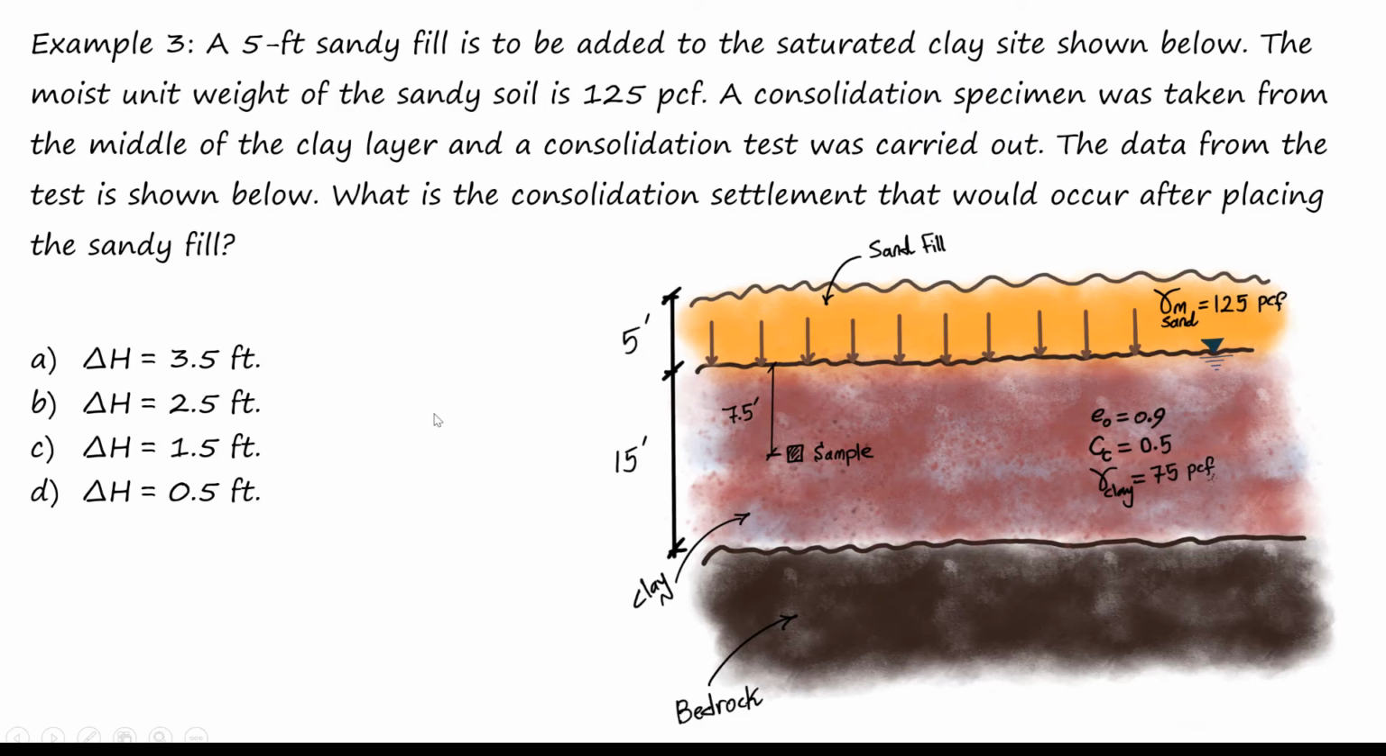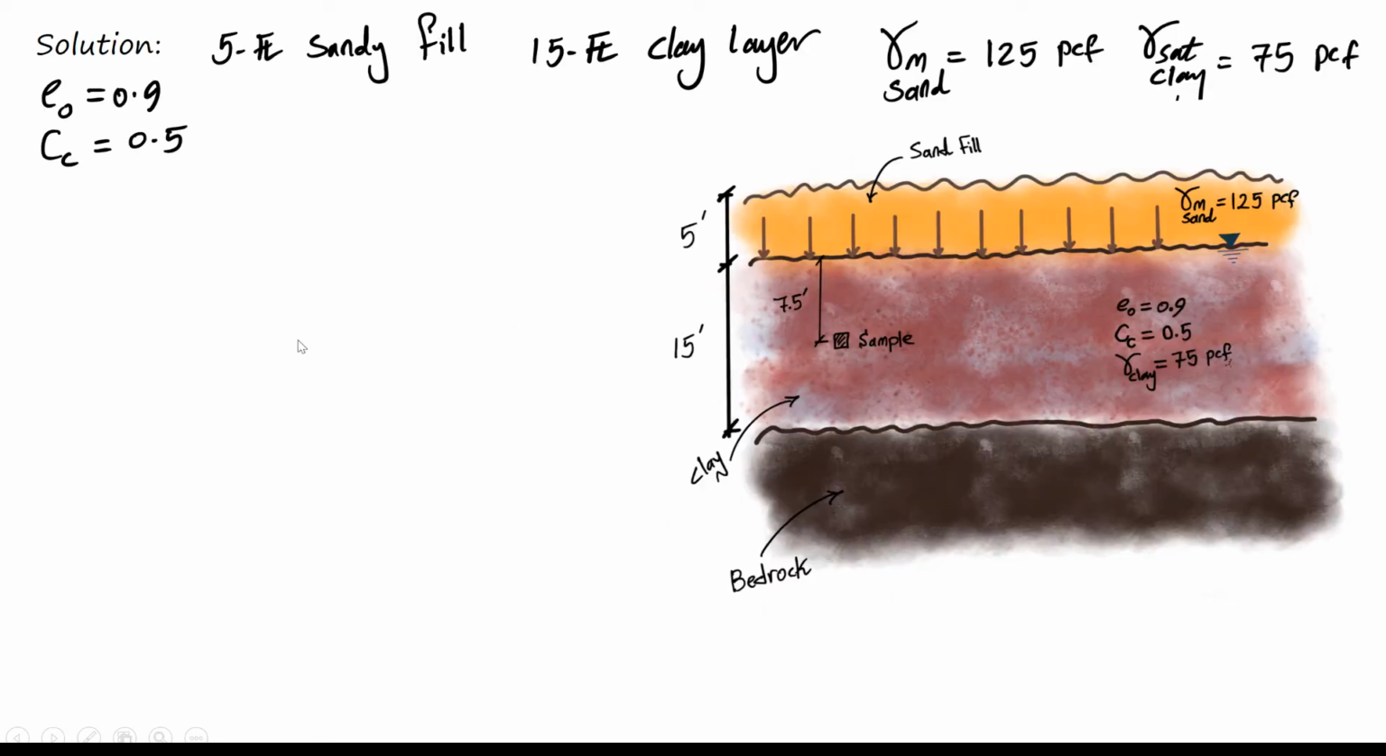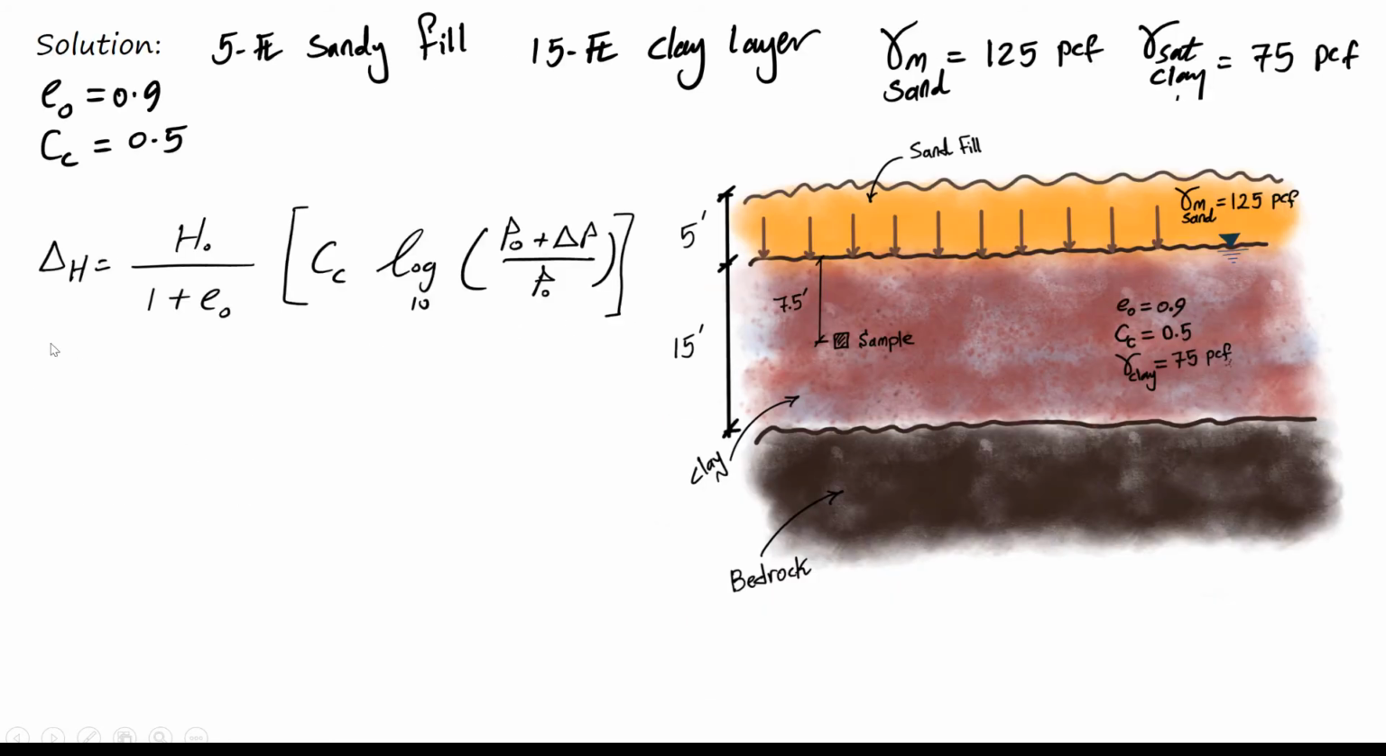Example 3. So we have a clay layer, saturated actually, and then they added some sand fill on top. C sub C and void ratio are given. The specimen was taken from the middle of the sample, and we want to know the consolidation settlement after placing the 5-foot sand fill, and its density is given as well. So we're looking for a settlement. This is basically the equation. We used it before in example 2.